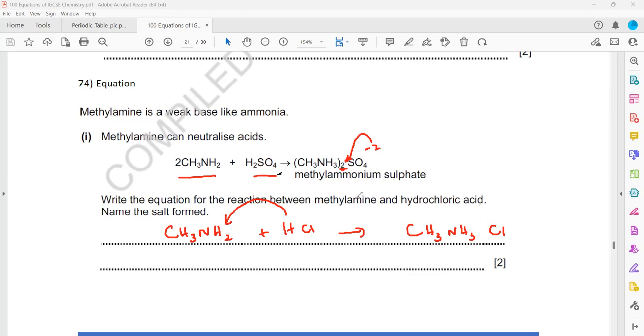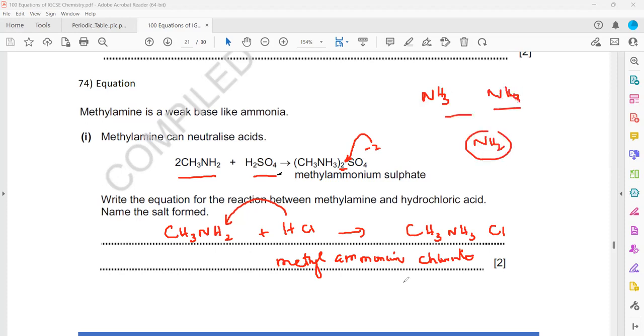And what is the name of this? It will be methyl ammonium chloride. The name of the salt which is formed is methyl ammonium chloride. Is it clear, this one? Any doubt in this? Why ammonium? Because those salts which contain NH3 or NH4 are ammonium salts. Even if NH2 is there, ammonium.